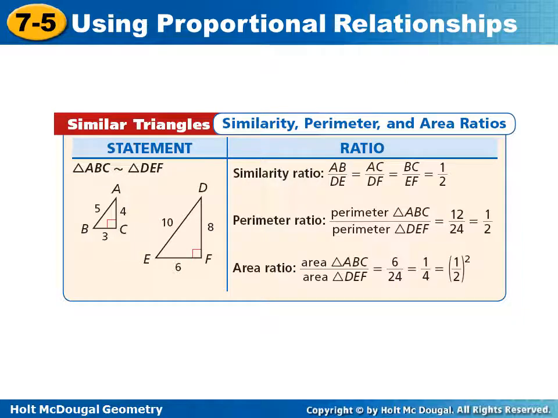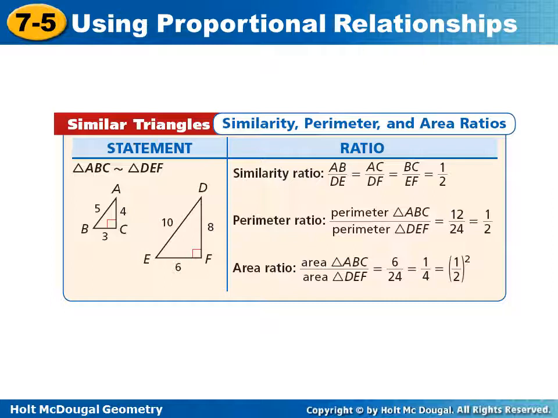Similarity with perimeter and area ratios works the same type of way. Similarity ratios start out AB to DE, AC to DF, and BC to EF. And the perimeter ratio will be the same. Perimeter, because it's not multiplying anything, the ratio of the perimeter of triangle ABC to the perimeter of triangle DEF would be the same as the ratio of the sides.